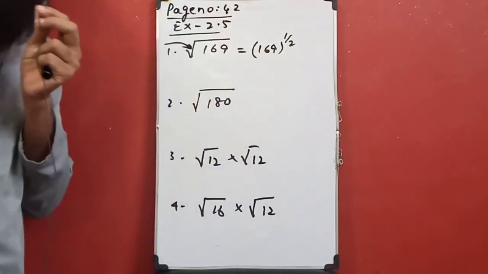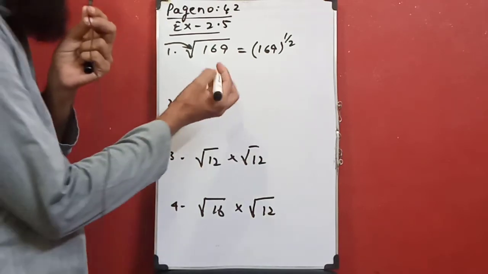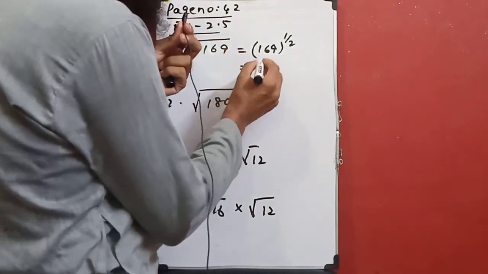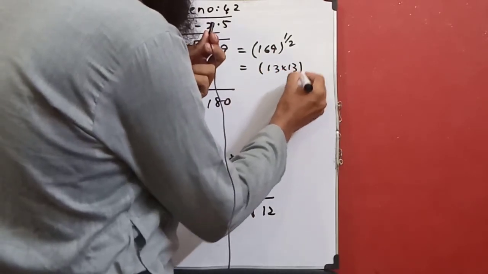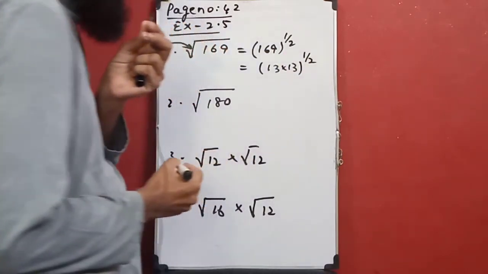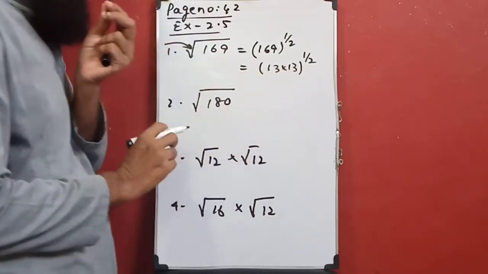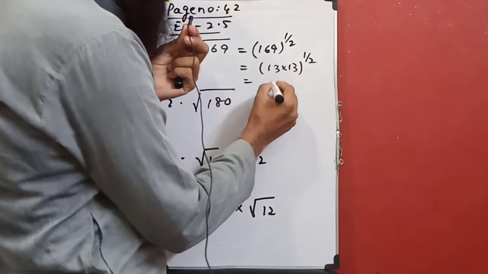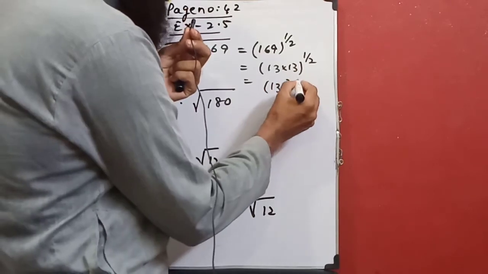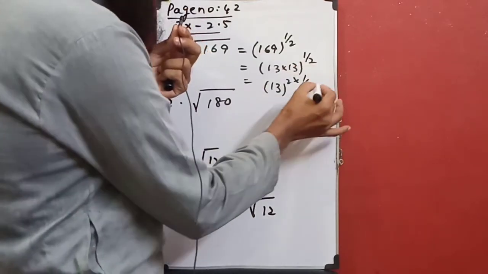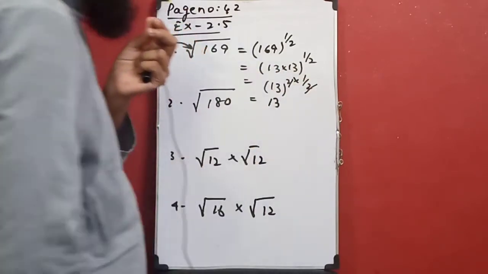And now we find the factors of 169. 169 is a number which comes in the table of 13. That means we write 13 multiplied by 13 raised to power 1 upon 2. And this number is twice, therefore we write it as 13 squared raised to power 1 upon 2. Both the two cancel each other and the answer comes as 13.